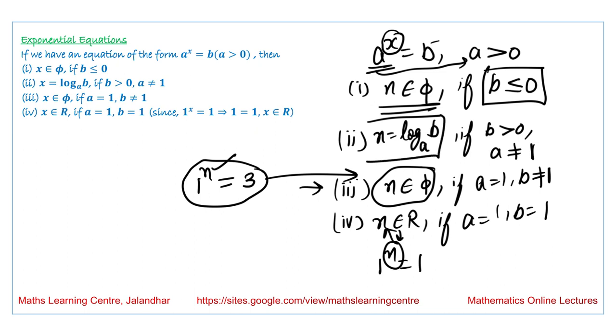In this case we are saying log of b to the base a is the solution. So the condition for the solution to be of the form x is equal to log of b to the base a is that b should be greater than 0 and a should not be equal to 1.